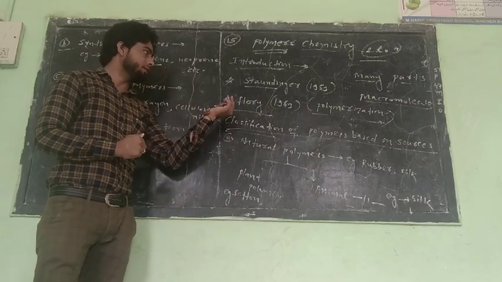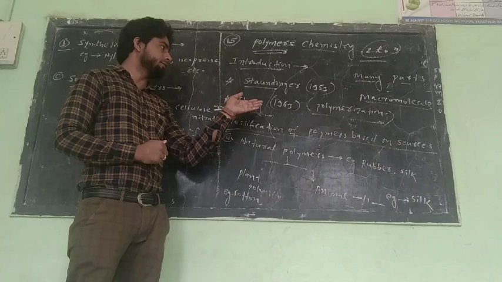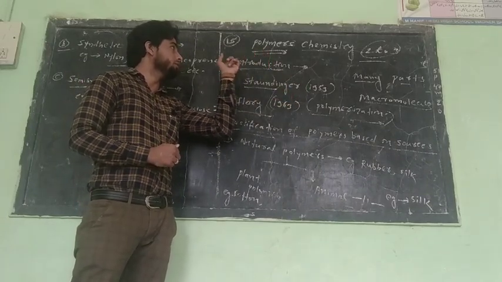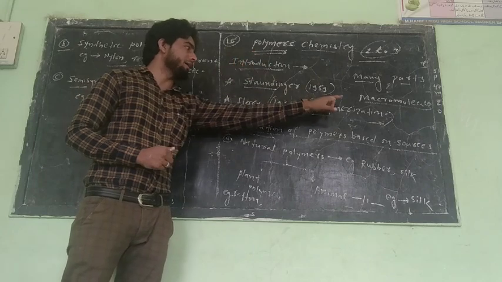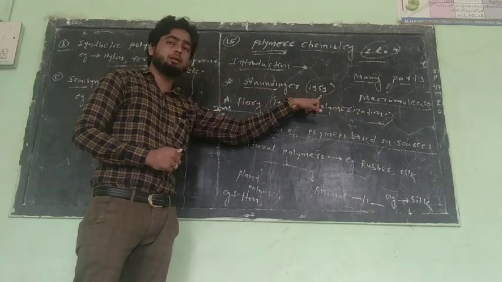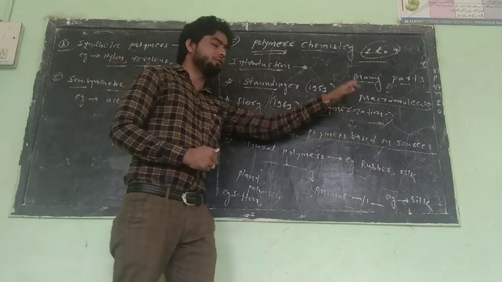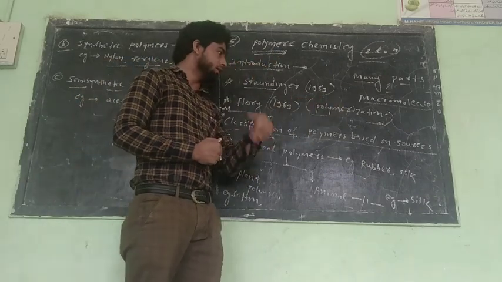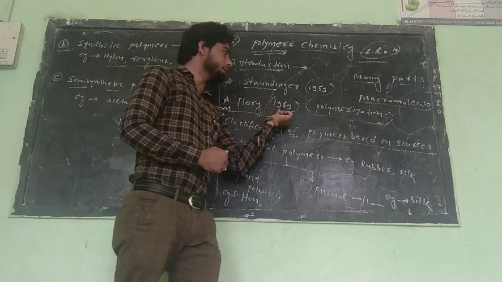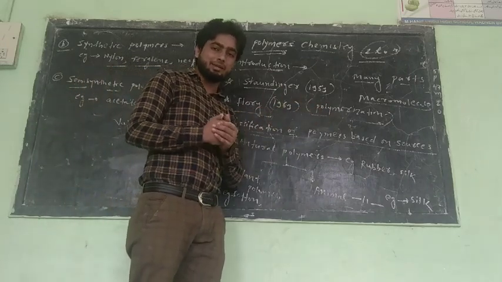Okay? Now we take the first. Who showed the polymer is called macromolecule? Scientist Staudinger in 1953 showed the polymer is called macromolecules. Clear? Next, scientist Flory in 1963 discovered the process of polymerization.